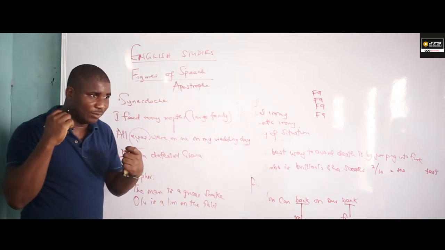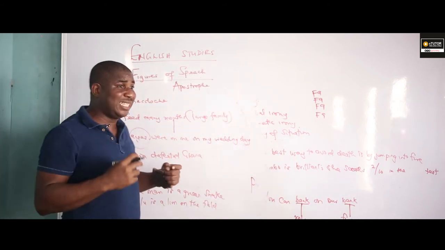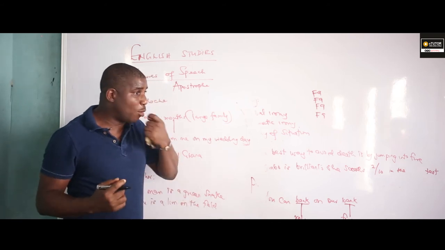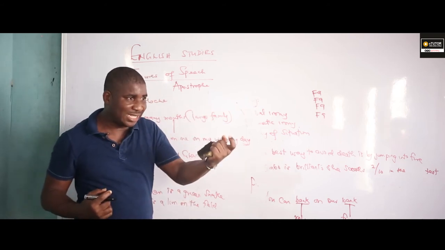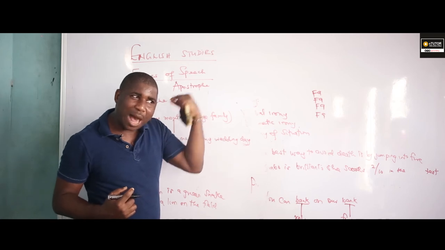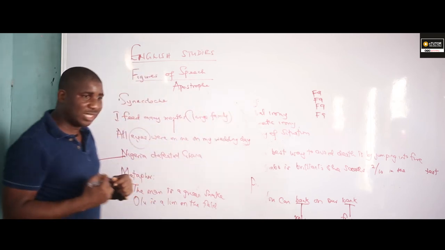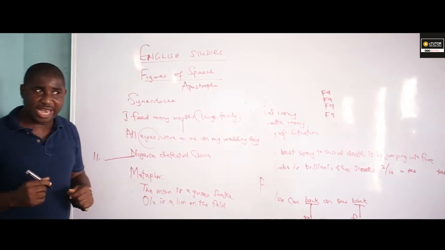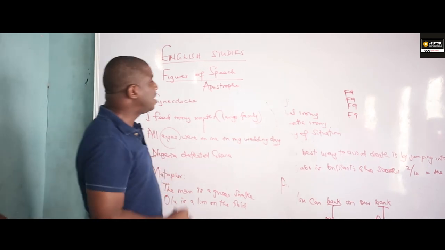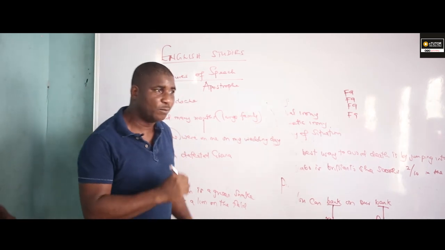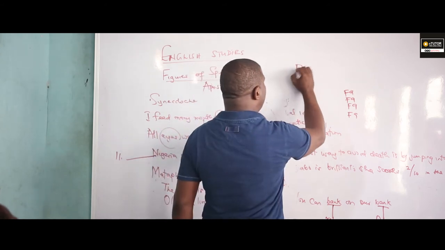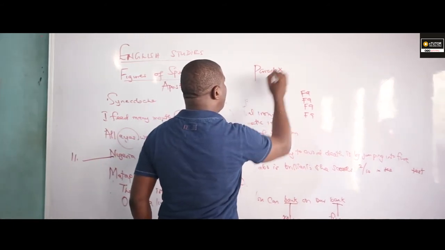Am I communicating? If I say, death, be not proud, I'm conversing with what? Death, which does not have the ability to hear what I'm saying. Do I seem to be communicating? Yes, sir. Now, okay. Now, the next one is paradox. Paradox. Say it, everybody. Paradox.